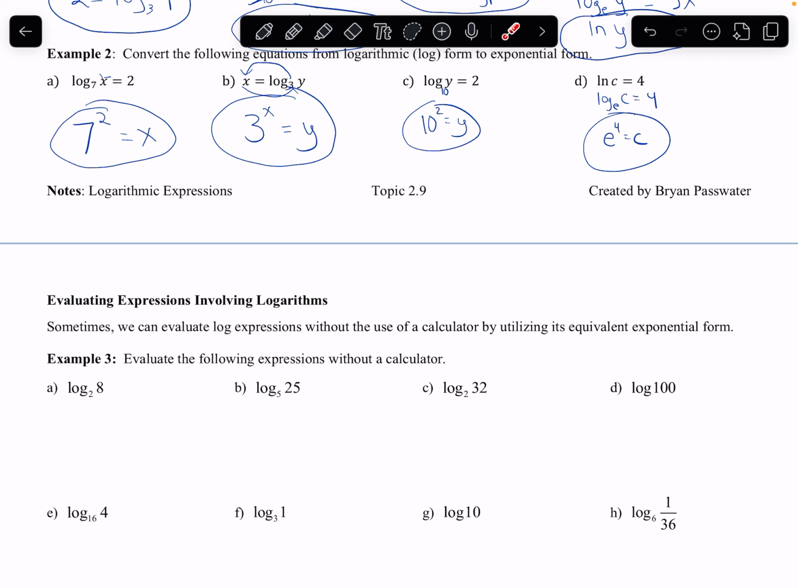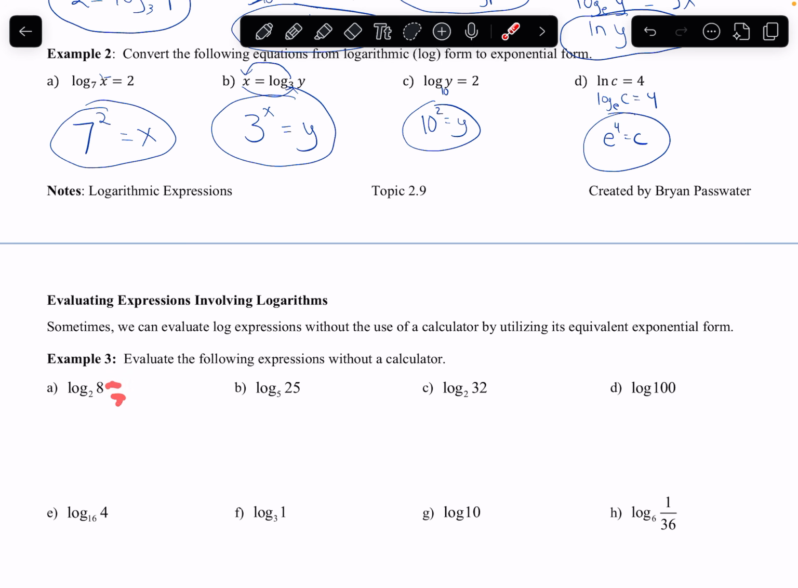I'm going to think about what the logarithm is saying. I'm going to read that logarithm. 2 to what power gives me 8? That's how you read them. 2 to what power gives me 8? And I'm going to write that down. I don't know what power it is. Notice how it doesn't say equal. I don't know what the power is.